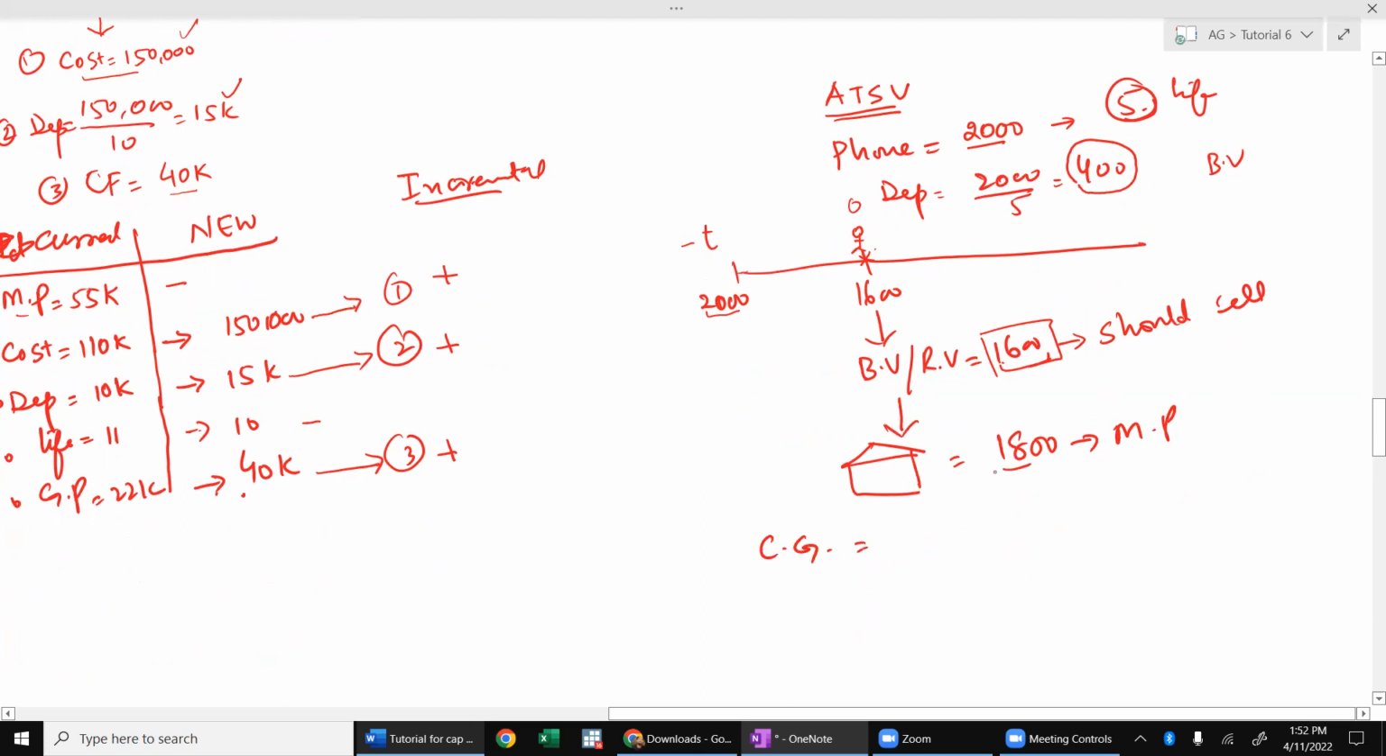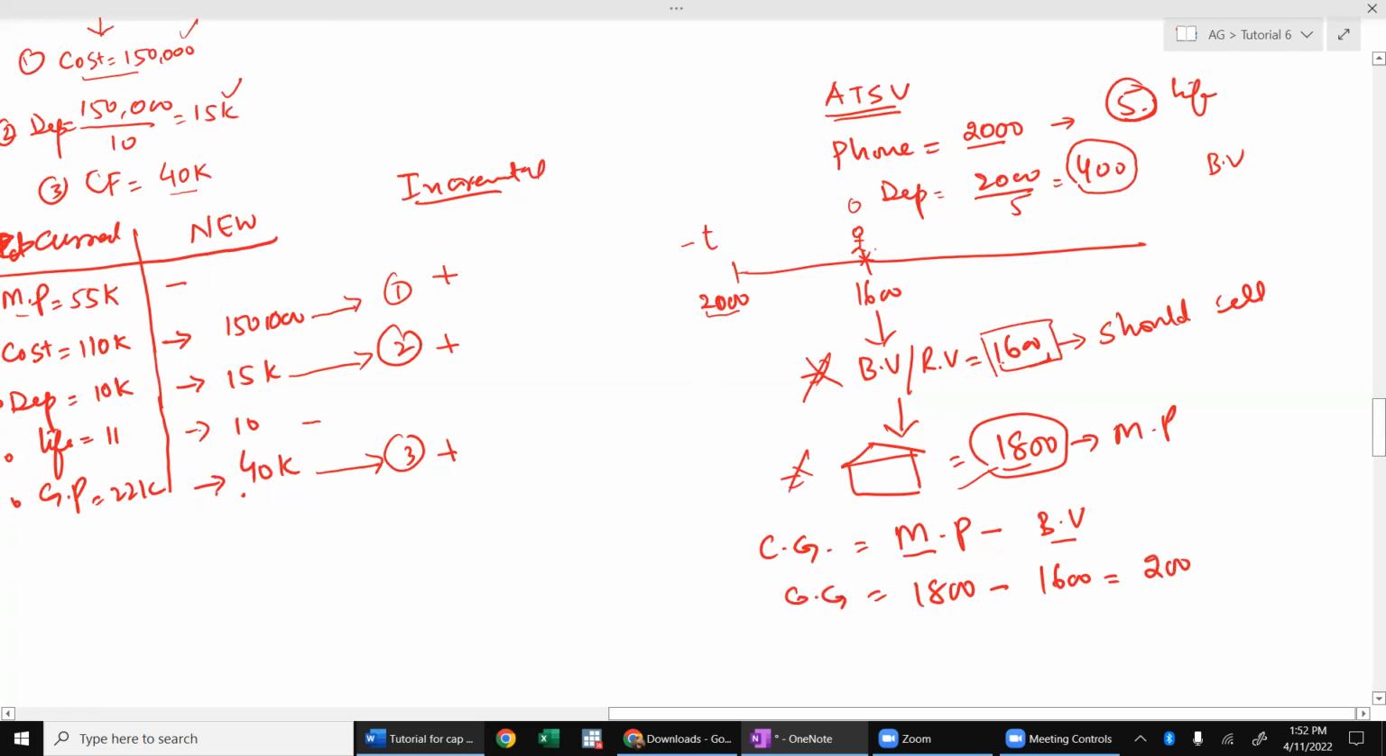This is called the market price, okay? So it is market price minus book value. In other words, the price at the start and the price once you sell it. It is just simple: market price minus book value. When you sell it, you will get 1,800. And according to you, the book value of the phone was 1,600. So the answer is equal to 200. This is called capital gain.